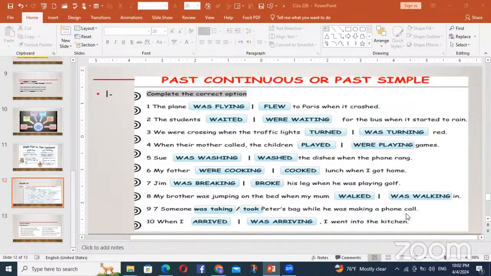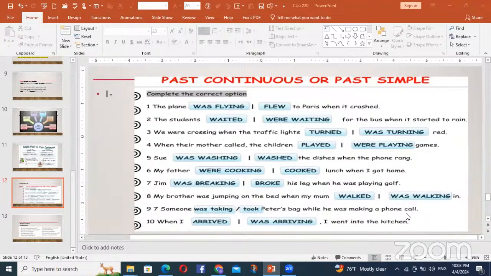Number 10. When I arrived, well, I was arriving, I went into the kitchen. So what will we say? Arrived. Sarah said arrived. Ahmed arrived. Muhammad arrived. Was arriving. Why Dina was arriving? I mean just to put the key inside the door and open the door, go inside the house. That long time? It's not long time. He just arrived.